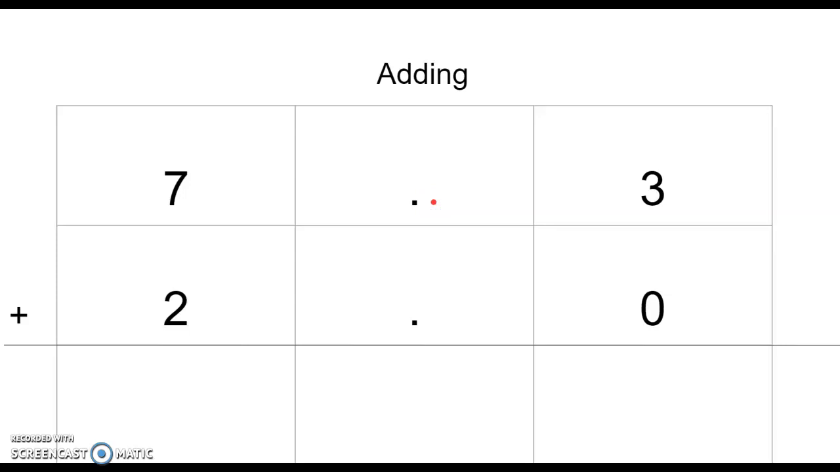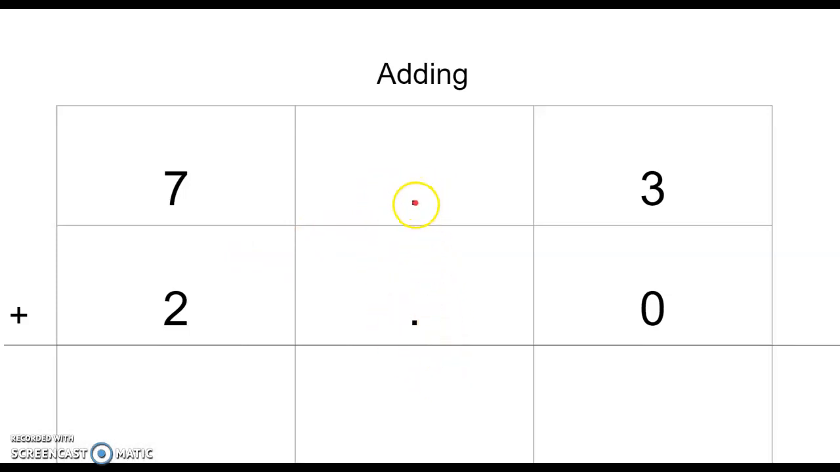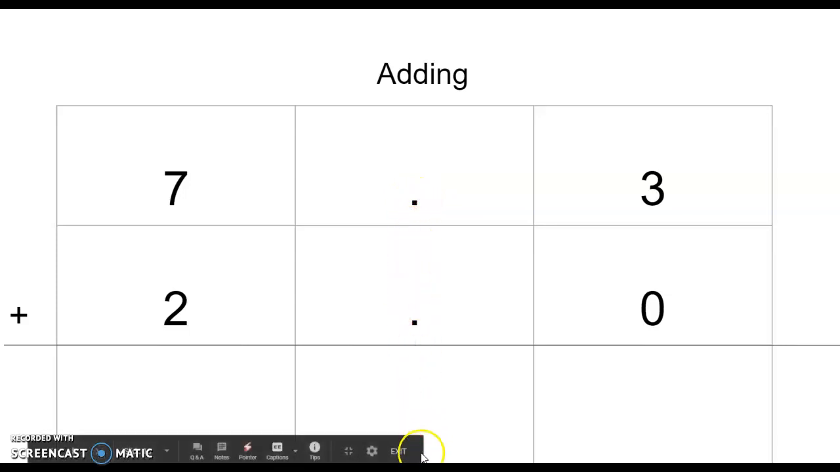And now we're going to look over the adding. So right here we have 7.3 plus 2.0. So you want to make sure you line up the decimals, so then when you go to add, you can add the decimal all the way down so it's still in the center. So after that, you would do 3 plus 0, which would be 3. And you'd have the decimal right in the center. And then you would do 7 plus 2, which would be 9.